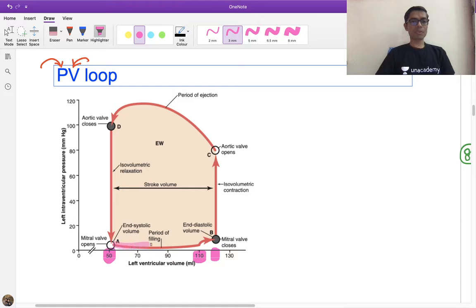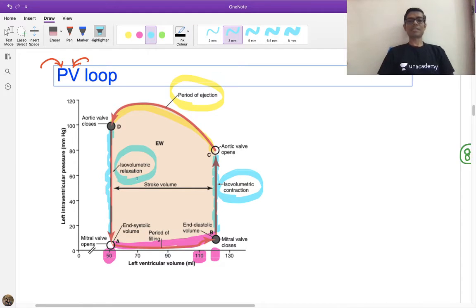From this A to B, this phase is known as the ventricular filling phase, right? Then from B to C, this phase is nothing but the isovolumic contraction phase. Then from C to D, this is the period of ejection. And from D to again A, this is the isovolumic relaxation phase of the ventricle. So it is making a loop. Because of the shape of this loop, it is known as the pressure volume loop, or PV loop, in the cardiac cycle.